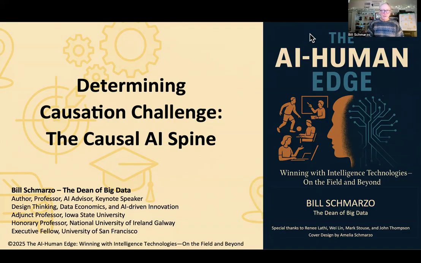Let's be clear, generative AI is a correlation-based technology, and as such, it suffers from many of the same correlation challenges that we as humans face. And so the best way for us to address that, I believe, is to embrace a way to integrate causal AI into that generative AI ecosystem. I address this pretty heavily in my upcoming book, The AI Human Edge. It talks about how you blend these together.